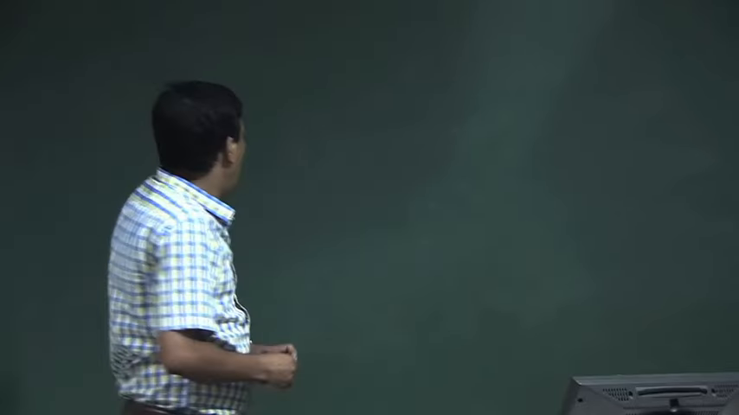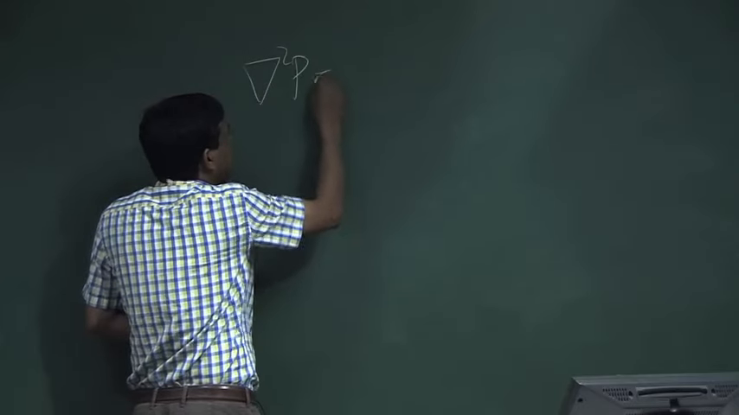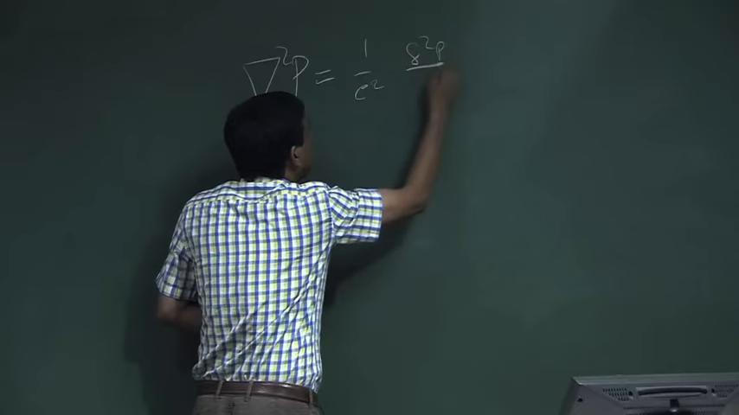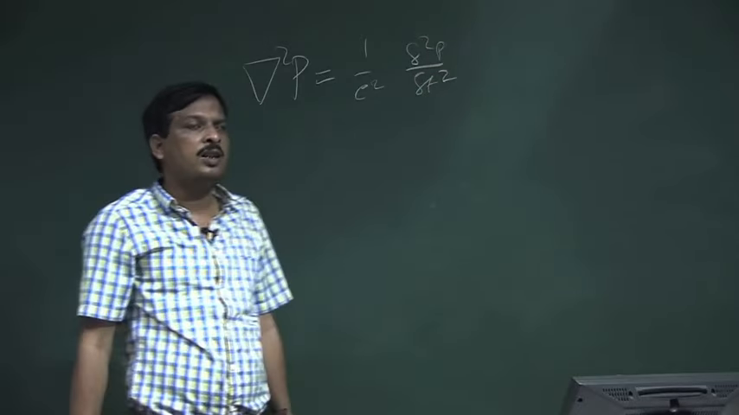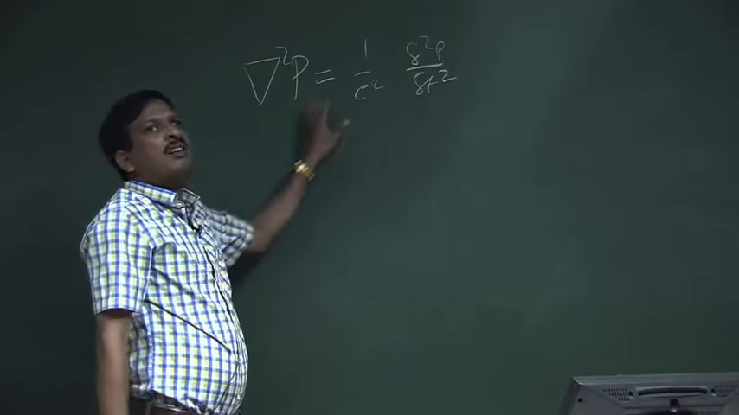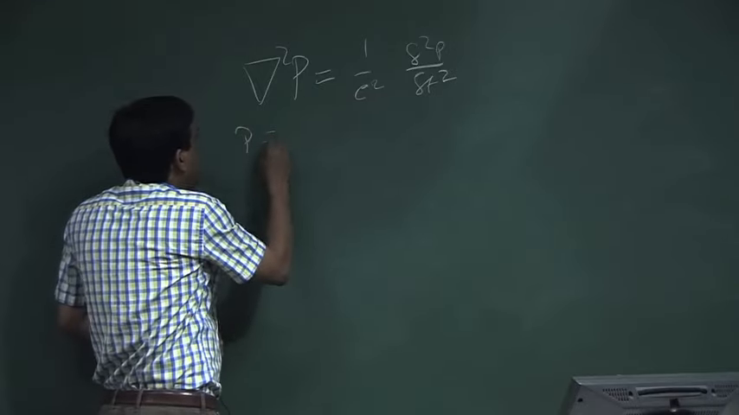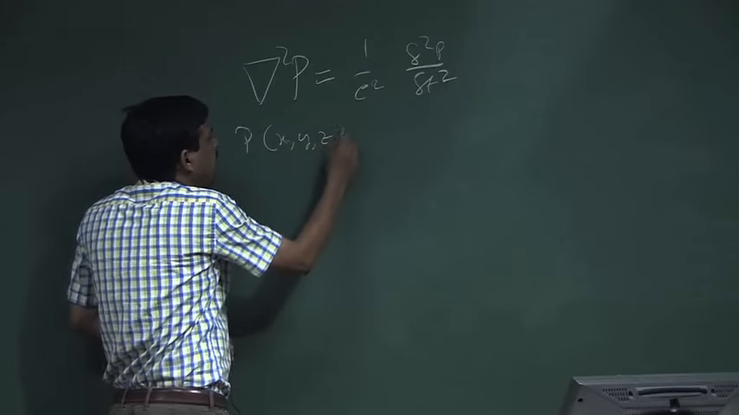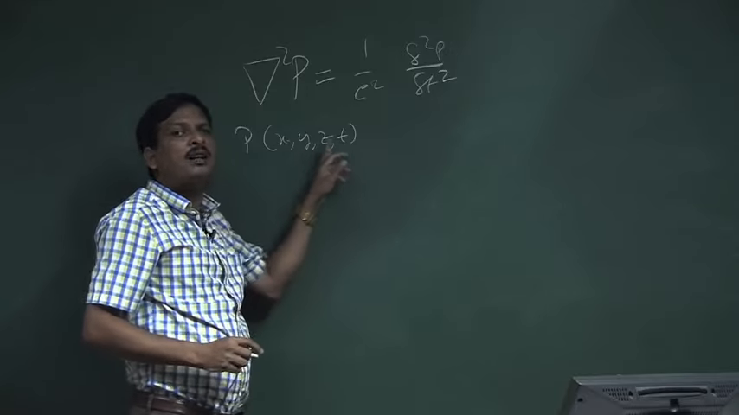Now, what is the plane wave equation? We know del square p is equal to 1 by c square del square p by del t square. So this is the plane wave equation. This is a second order differential equation where p is a function of x, y, z and t. That means p is a function of position and time.